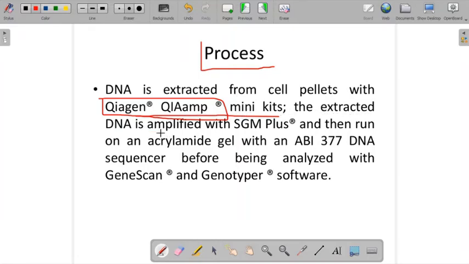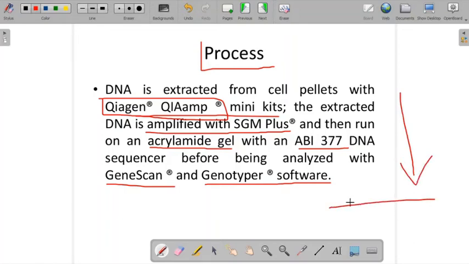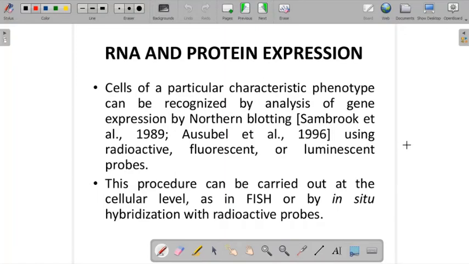The extracted DNA is amplified with the SGM plus and then run on acrylamide gel with some sort of DNA sequencer machinery, the Applied Biosystems ABI 377 sequencer, before being analyzed with the GeneScan or Genotyper software, and then we profile it, okay, after sequencing of this microsatellite DNA.